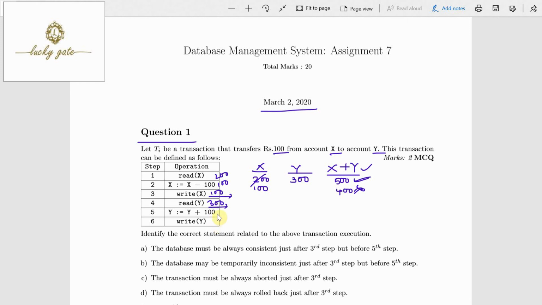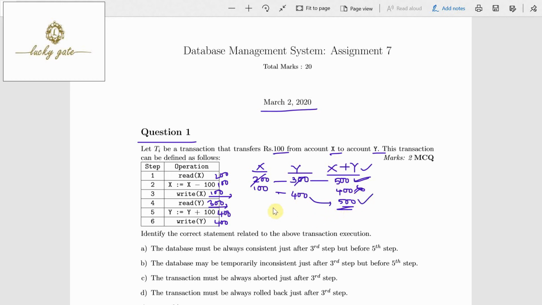Suppose it is executed, steps 5 and 6. Now Y will be changed from 300 to 400 because 100 is added. Then finally it performs write 400. So after it writes 400, what is the sum of these two balances? Which is 500. Now 500 after the transaction is correct because it satisfies the consistency requirement.